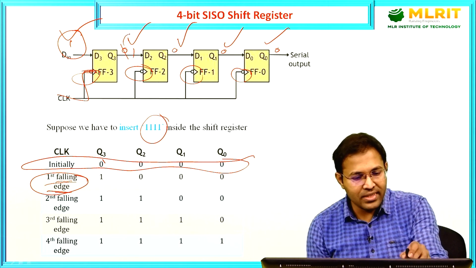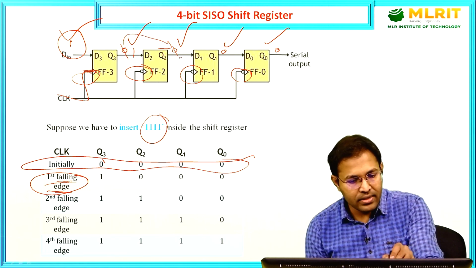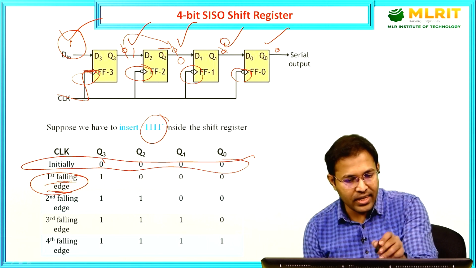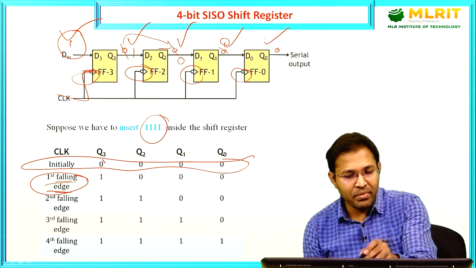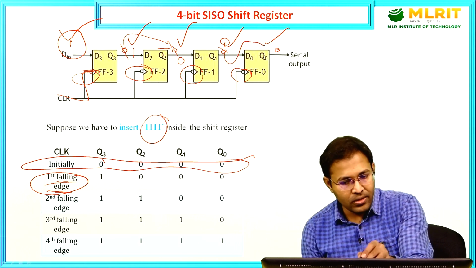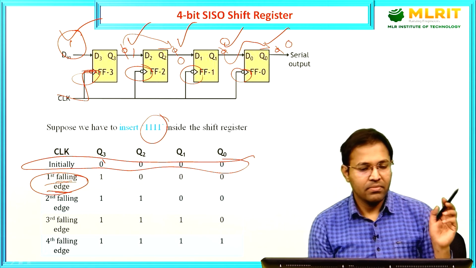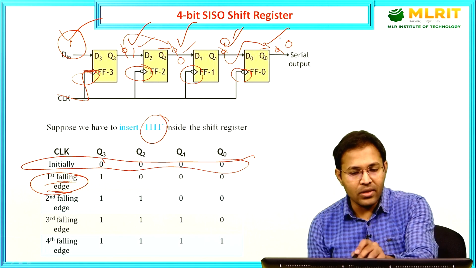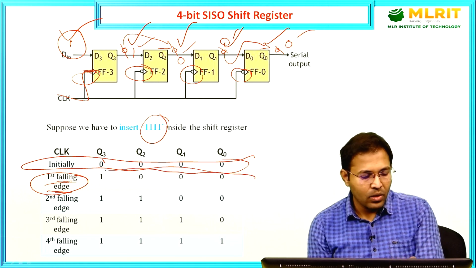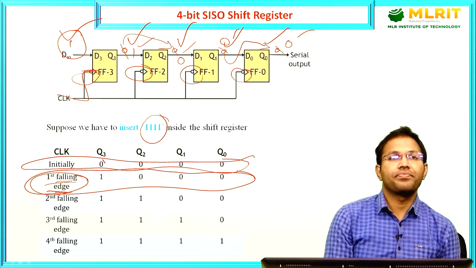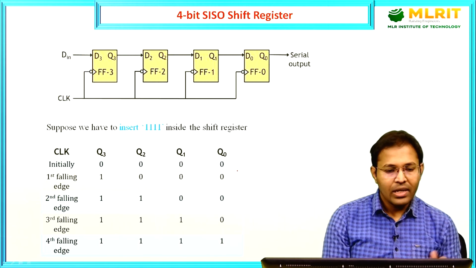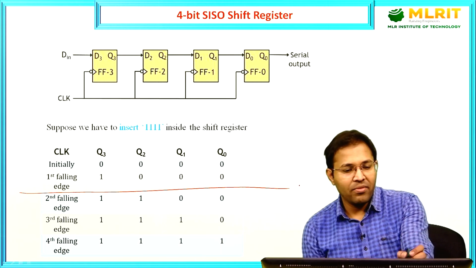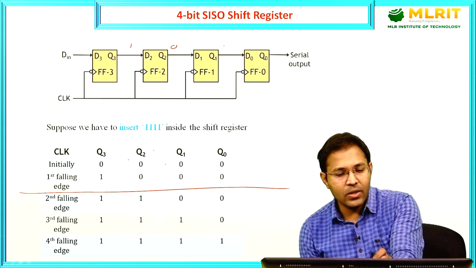Simultaneously, what happens? This 0 goes there. Fine. And this previous 0 goes here. And this previous 0 goes here. Fine. Then the output will be 1 0 0 0. Okay. Now the situation is like this. At the end of the first falling edge, we have 1 0 0 0.